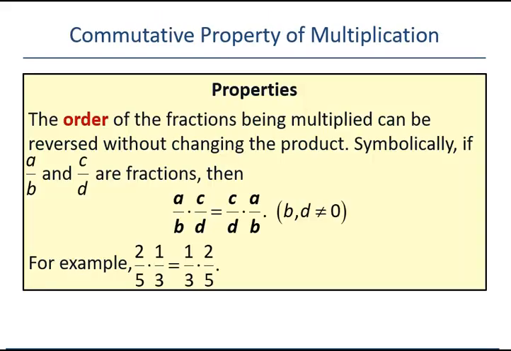Okay, let's look at some rules. Commutative property of multiplication. Remember, commutative property of multiplication works with fractions as well. It doesn't matter what order I put these in. a/b times c/d is the same thing as c/d times a/b, just as long as you remember this rule right here: when dealing with fractions, you cannot have a denominator that has a 0.